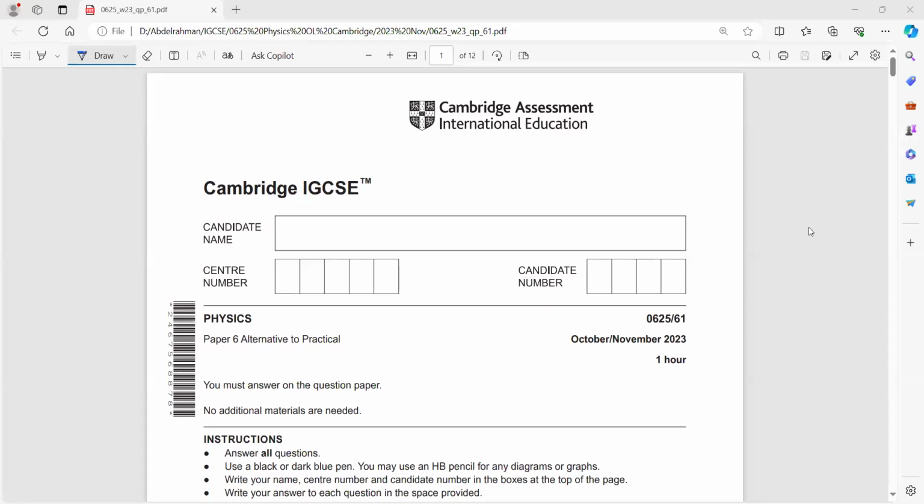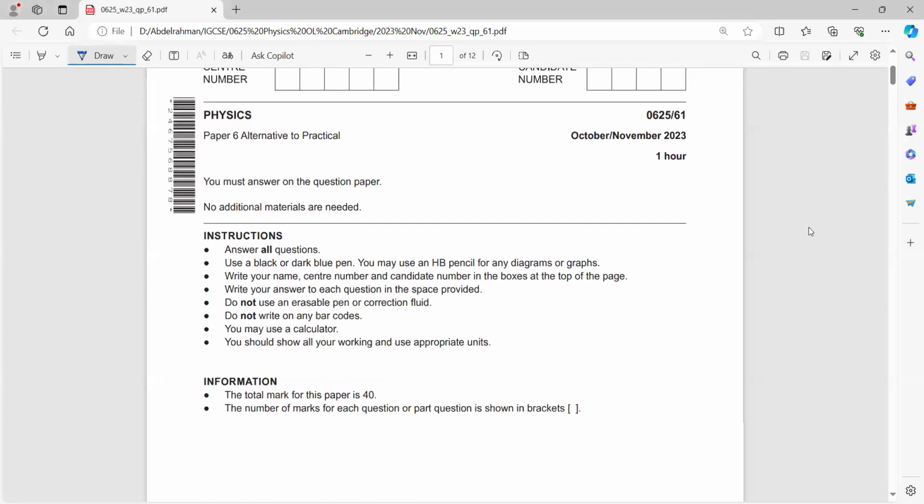Okay guys, we have October November 2023, Paper 6, Variant 1. Let's go.